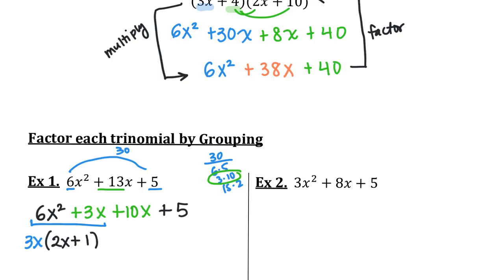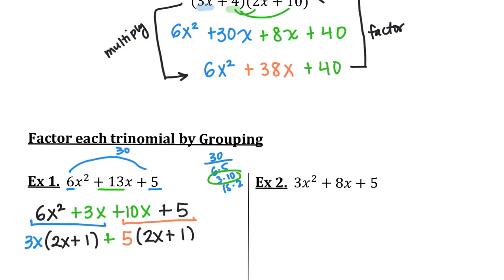Now I'm going to go to the second pair of terms. Actually, I'm going to bring down this plus sign too. There's a plus here. I'm going to bring down the plus. Now between the 10x and the 5, the common factor is a 5. So I'm going to take out the 5. 5 times something to give me 10x is 2x. 5 times 1 gives me 5.